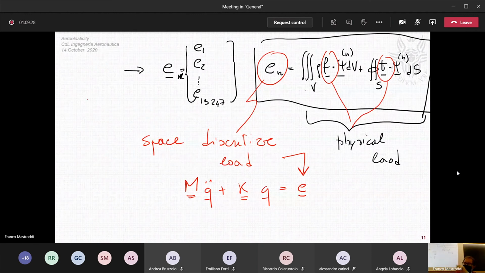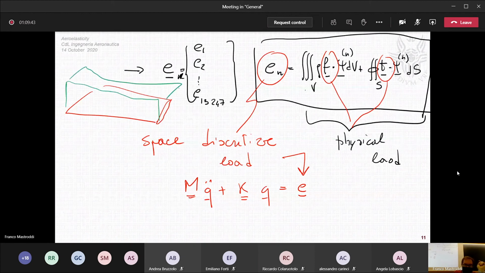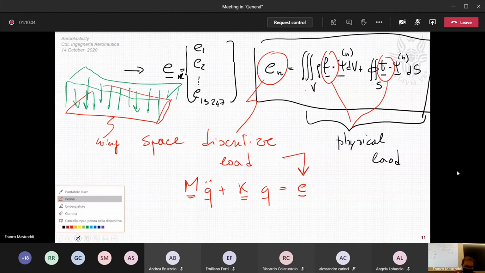So, just as an example, if you have a distribution of pressure on your body, you have something like this. You have a pressure distribution. The green is the pressure field on this red wing. So this is a physical quantity T.